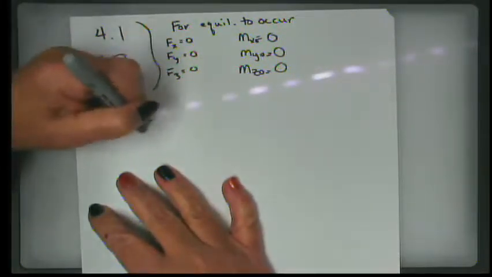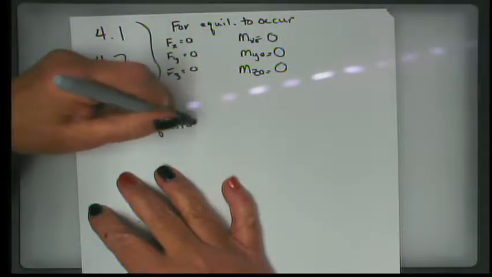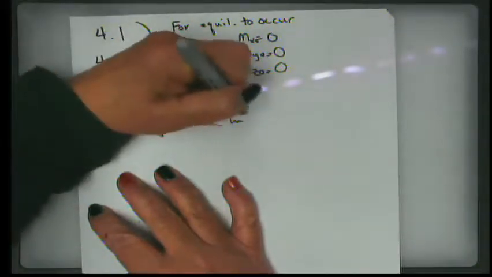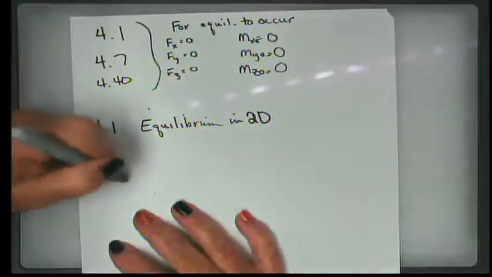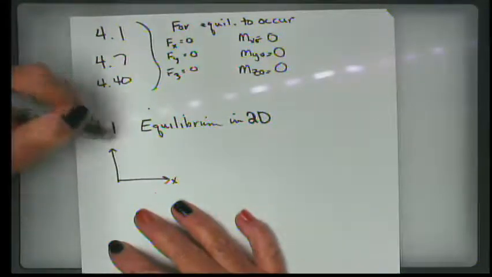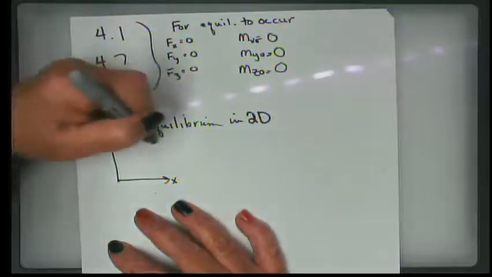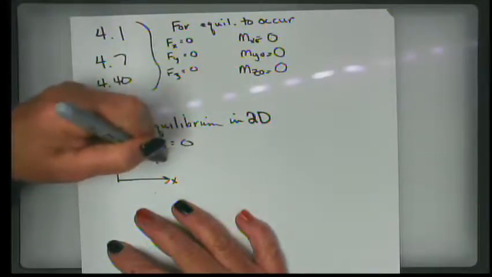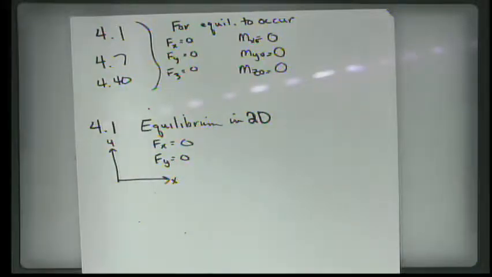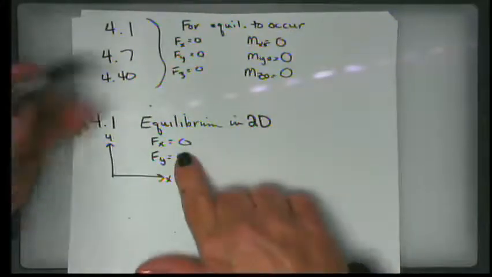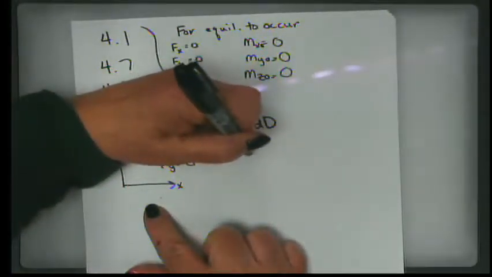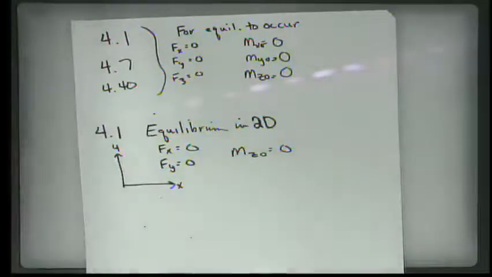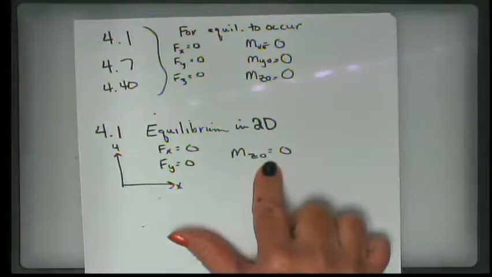Section 4.1 talks about equilibrium in 2 dimensions, and that's our topic for today. So if the 2-dimensional forces are in the x and y direction, we can say that the summation of forces x and summation of forces y have to equal 0. And then in terms of moments, if all of our forces and all of our moment arms are in the x y plane, the moments are all going to be in the z direction, coming out of the page or into the page, and they will also have to be equal to 0.